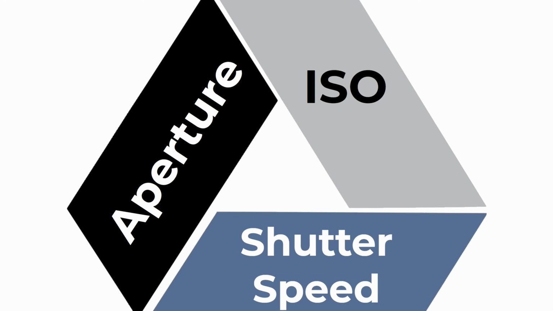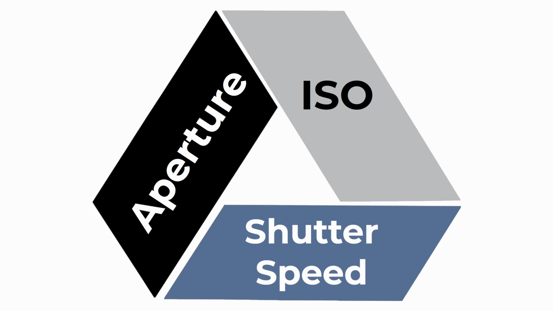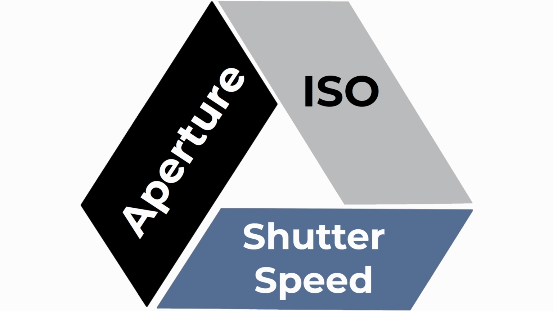So one of the most important things to understand is the exposure triangle. There's only three things that combine to make a good or bad exposure in a photo, and those are, of course, the ISO, the shutter speed, and the aperture. There's nothing else. There's no magic bullets. There's no secret sauce. Those are the three things that combine to create a correct or an incorrect exposure.